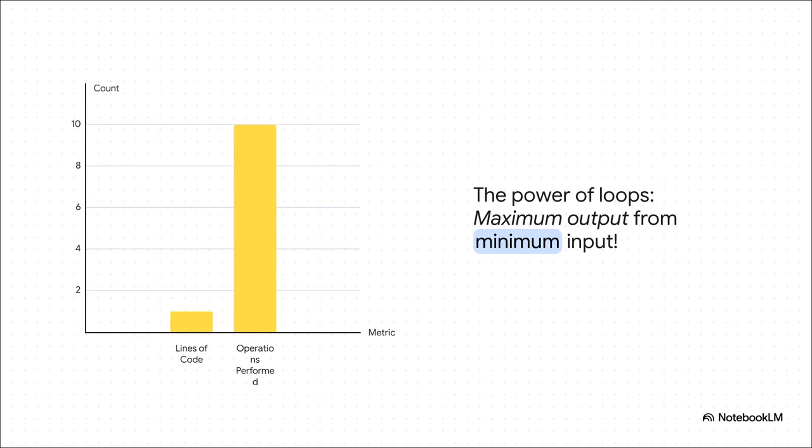And this is the payoff, right here. You can see it visually. We write one simple line of code, and the computer performs 10 separate operations for us. Now just imagine if you needed to do something 1,000 times or 1,000,000 times. That is the incredible power of a loop. It's all about getting maximum output from minimum input.